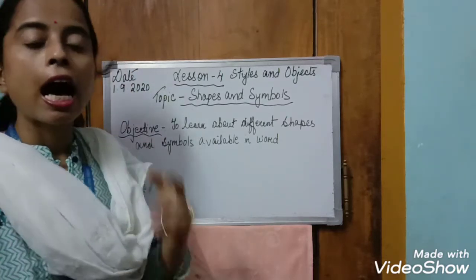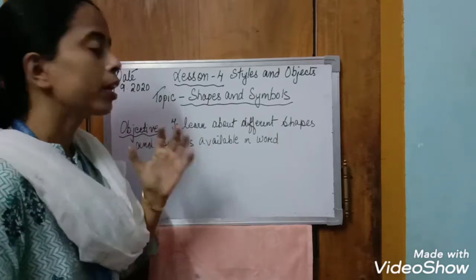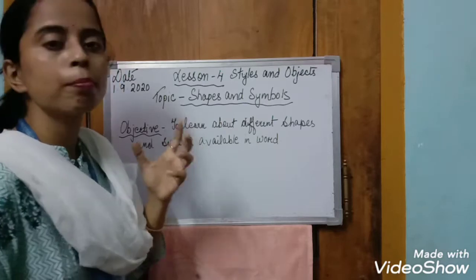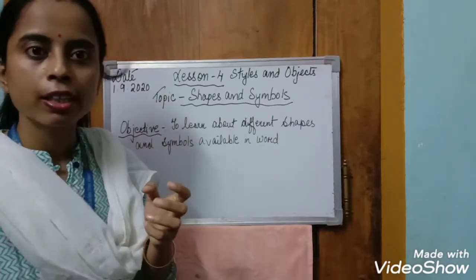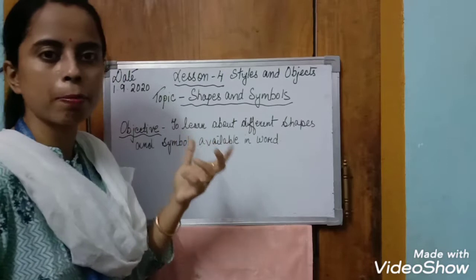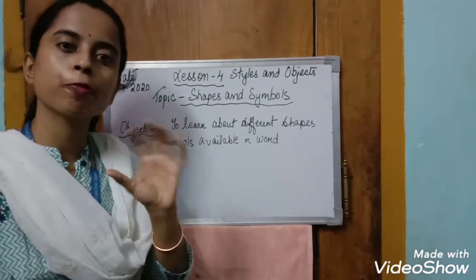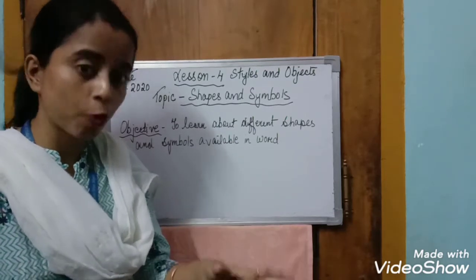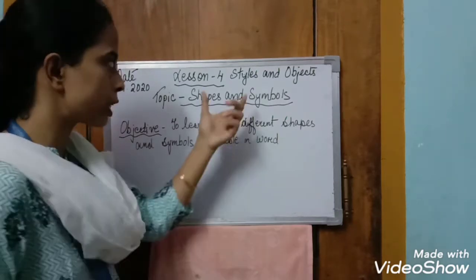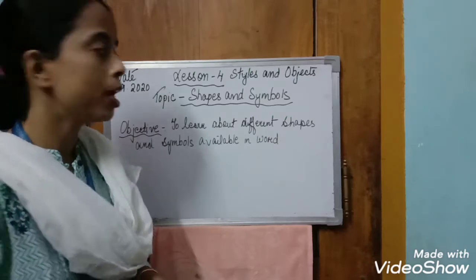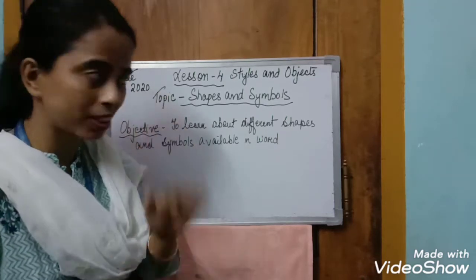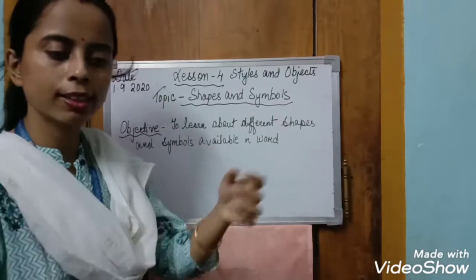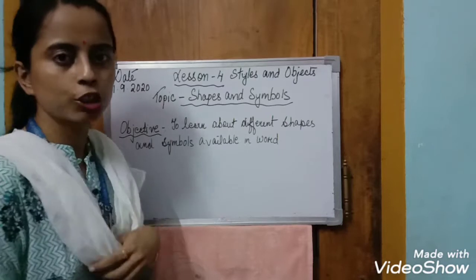That means, how can we give a formatting effect in Microsoft Word, right? This chapter is basically about how to change the formatting, how to give the formatting effect in Microsoft Word. It's totally about Microsoft Word. How can we give the styles and how can we insert objects in Microsoft Word? Those things we are going to learn in this chapter.